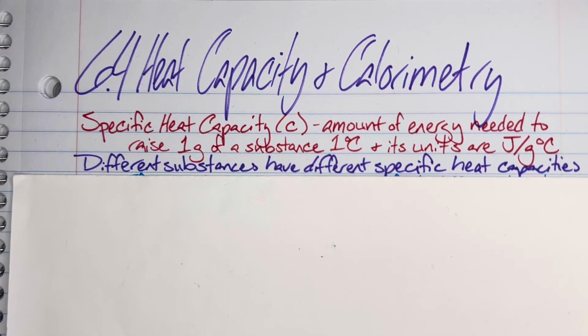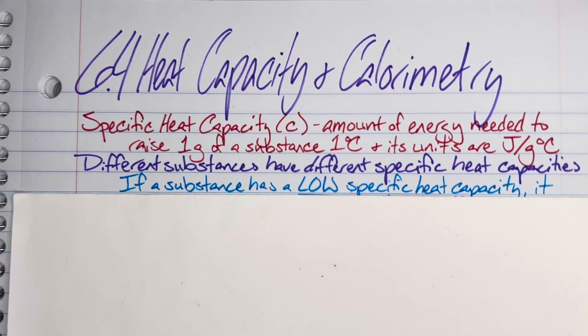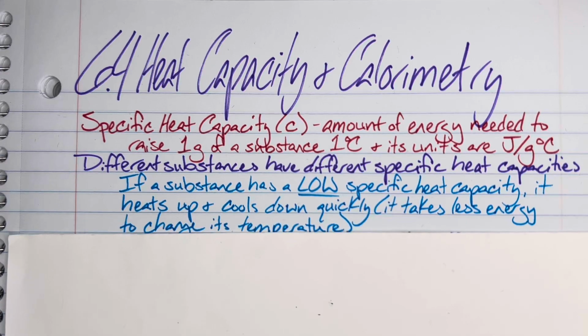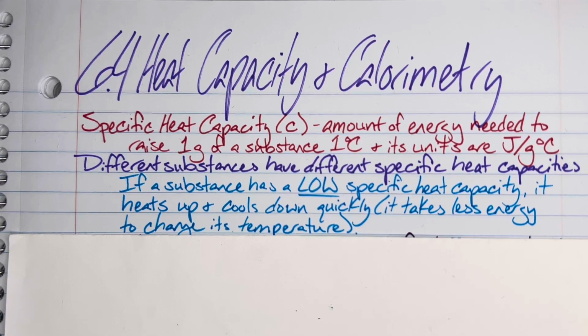Different substances are going to have different specific heat capacities, and if a substance has a low specific heat capacity, it heats up and cools down very quickly, and therefore it's going to take less energy to change its temperature. An example of something with a low specific heat capacity would be something like metal.